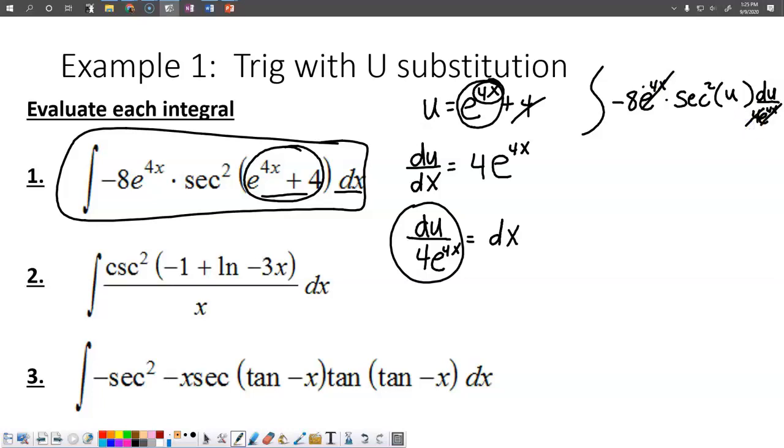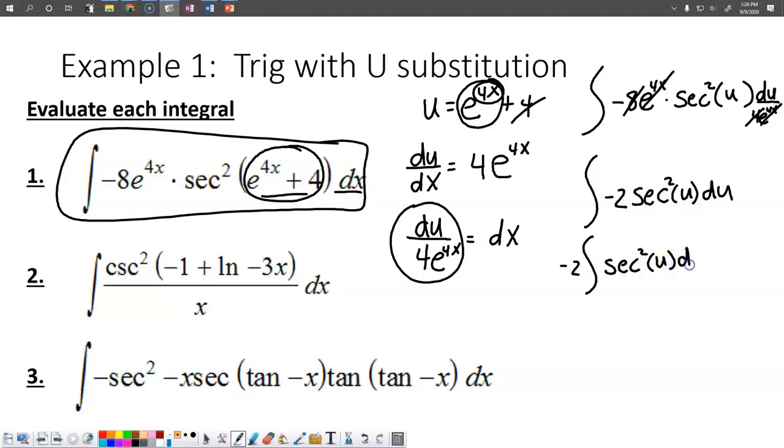The 4 also goes right into that 8 twice. So here's what I have now: negative 2 secant squared u du. If you want, you can go this extra step. If you ever have a constant in the front, you could just take that out of the integral, because integrals don't affect constants. They just sit there, just like with derivatives. It's called the constant multiple rule.